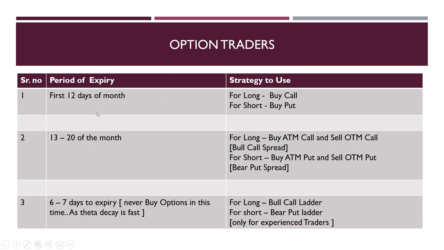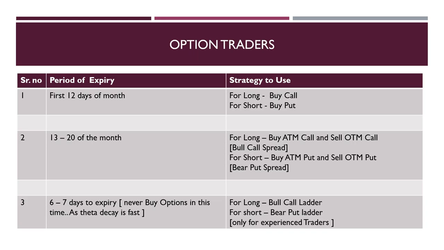How I trade options is: during the first 12 days of the month, say from the first day of the month till the 12th day, I only buy options, calls or puts. If I want to go long, I buy a call. If I want to go short, I buy a put. Only these 12 days. Now from the 13th to the 28th of the month, I go long via a bull call spread.